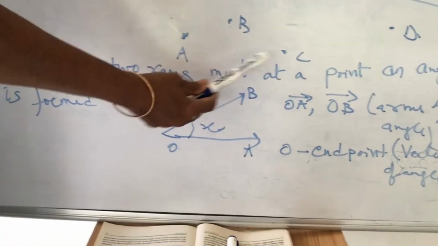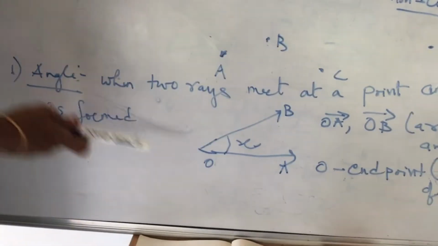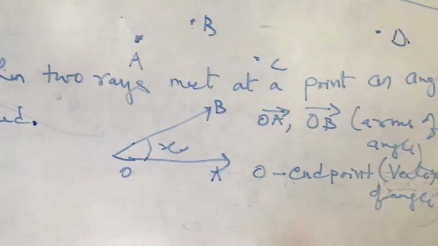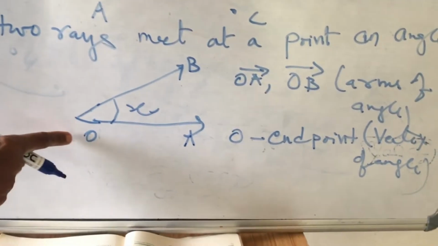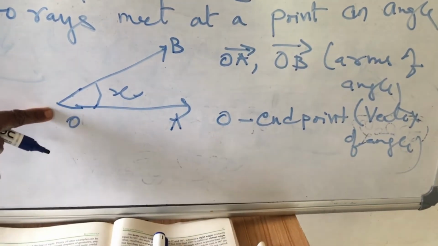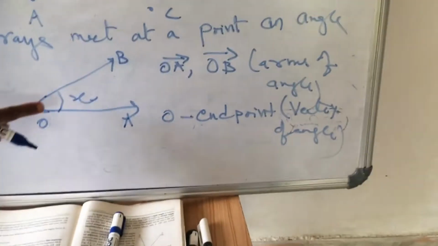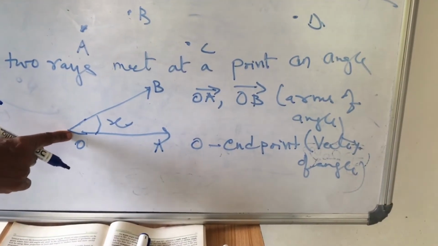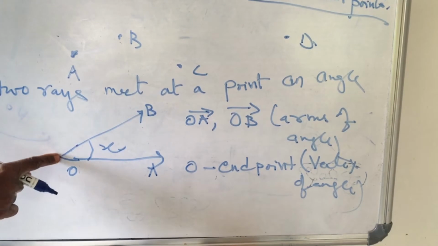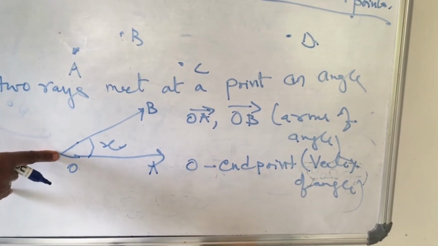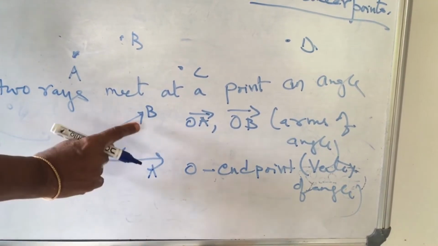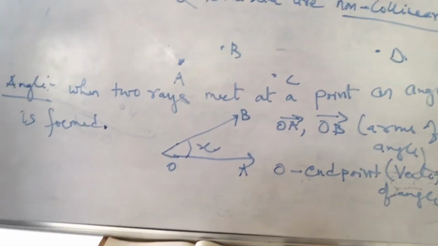Coming to angle. When two rays meet at a point, an angle is formed. Which are the rays here, children? Ray OA and ray OB meet at one point O. This O is called the end point or the vertex of the angle. The two rays are OA and OB. The end point for the two rays is O. O is called the vertex of the angle. Ray OA and ray OB are called the arms of the angle.